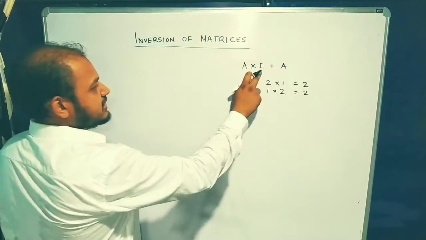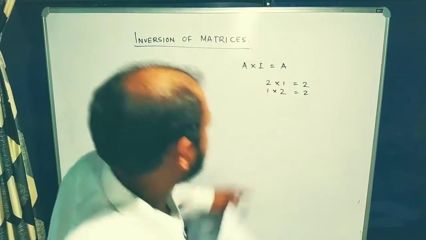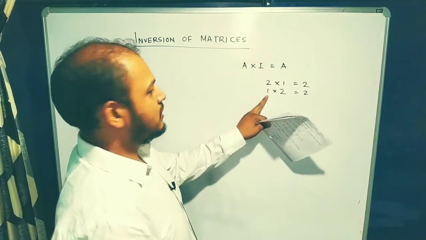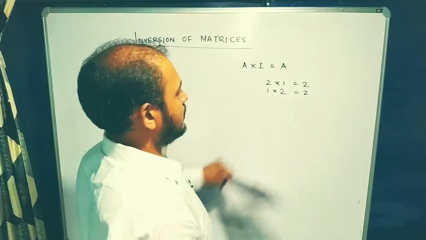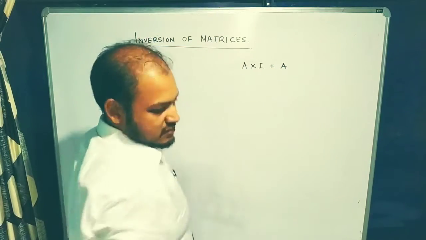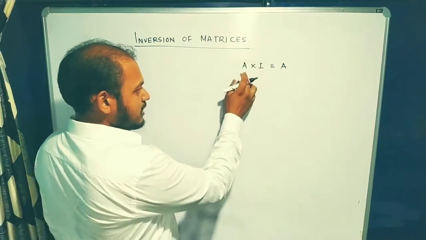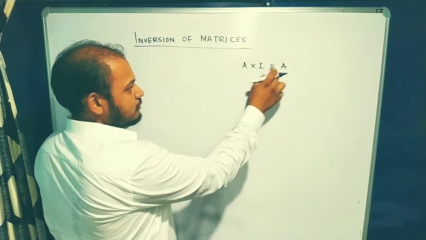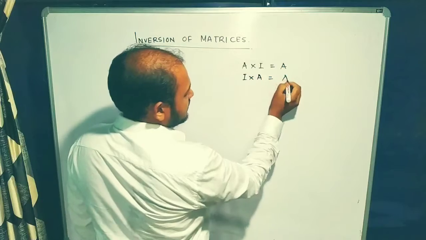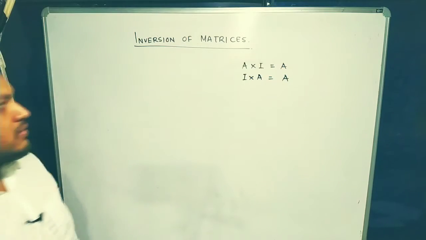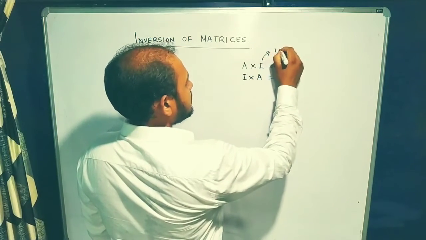In a similar fashion, the identity matrix behaves very much like 1 in the number system, and for matrices we have the matrix I instead of 1. So it behaves in a very similar way. What I mean to say is that A into I will be A, or I into A will be the same matrix A. This must be clear to you. That is why you call it an identity matrix.